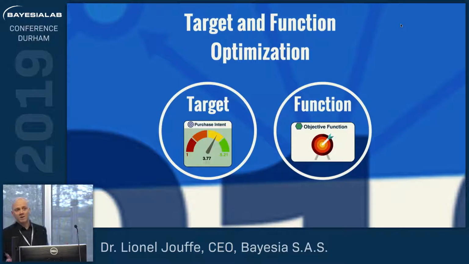If you are familiar with BayesiaLab, you know that we have optimization tools, and there are 2 types of optimization. Either you're optimizing your target node, or our function nodes that we introduced.